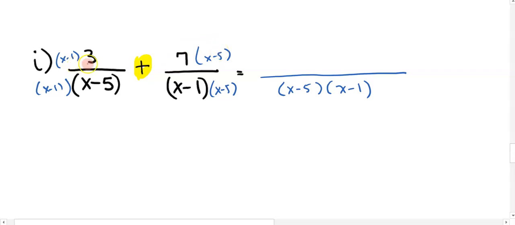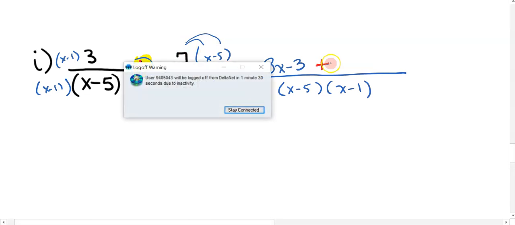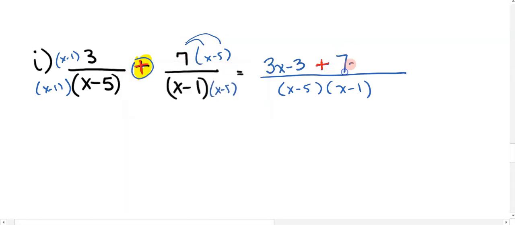So here I'm going to expand my 3 into the x minus 1, and I'm going to get 3x minus 3. I'm going to now write my plus sign, right? This plus sign matches up with this plus sign. Okay. Now I'm going to multiply the 7 in. Since it's positive 7, I can ignore these brackets, and I'm going to get 7x minus 35. Okay. Keep the denominator factored. Do not expand. Now collect like terms in the numerator.